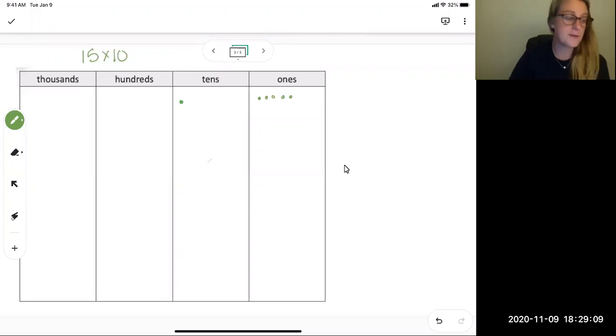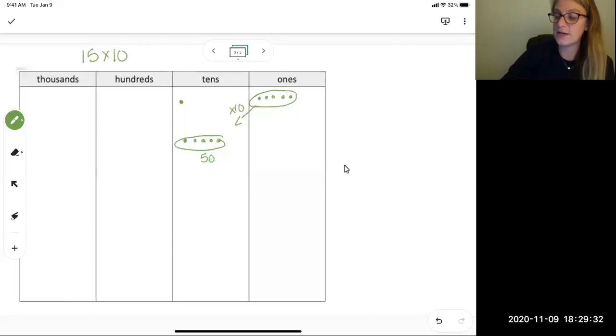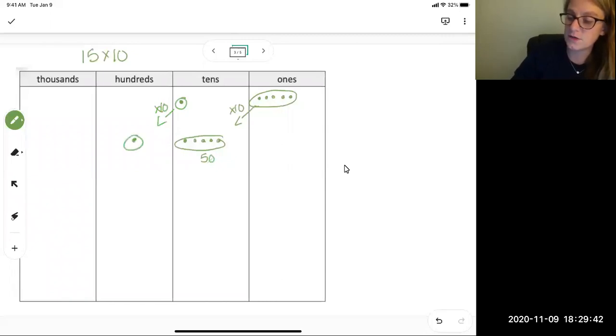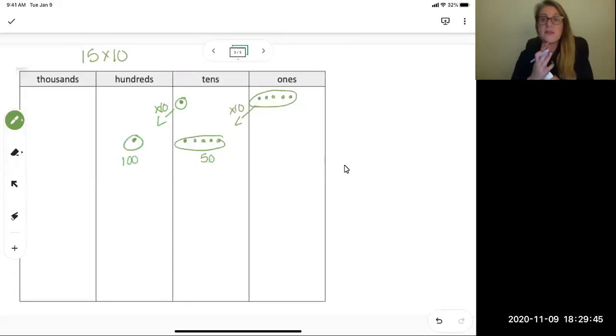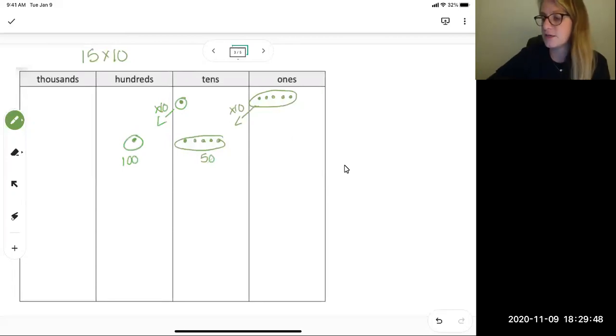Okay, so then I'm going to take and I'm going to multiply each of these times 10. So from our ones place, we'll multiply times 10, which makes 1, 2, 3, 4, 5 tens, which is equal to 50. And we're going to take our 1 ten, multiply that times 10 to get us 100. And if we put those together, we end up with 150. So 15 times 10 is equal to 150.